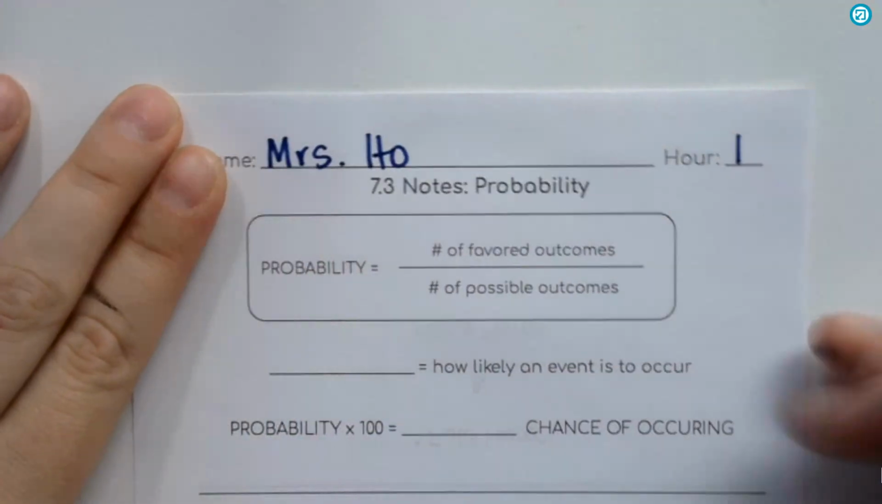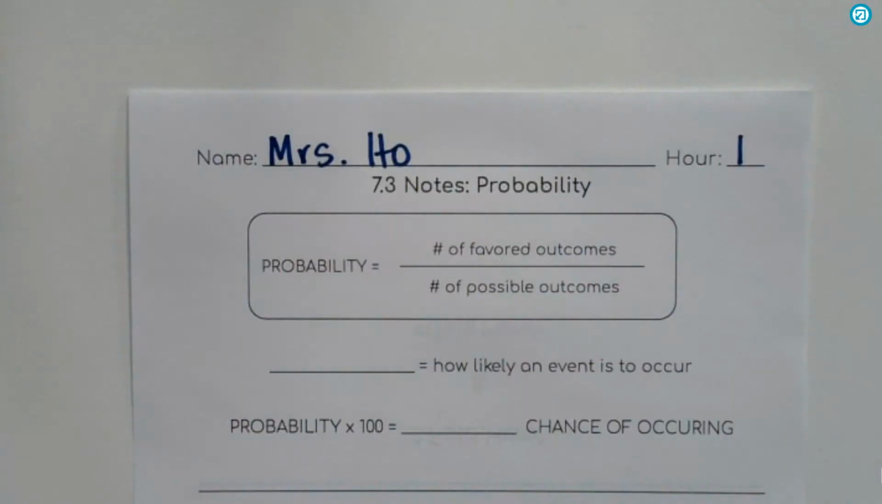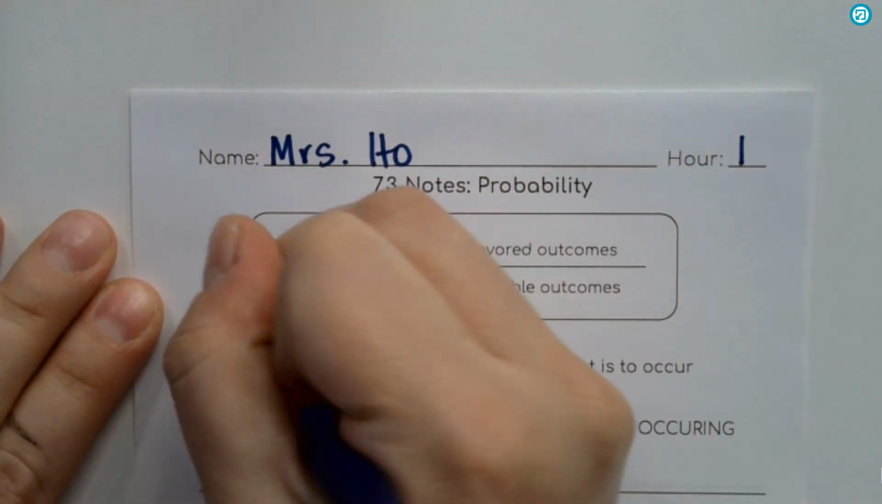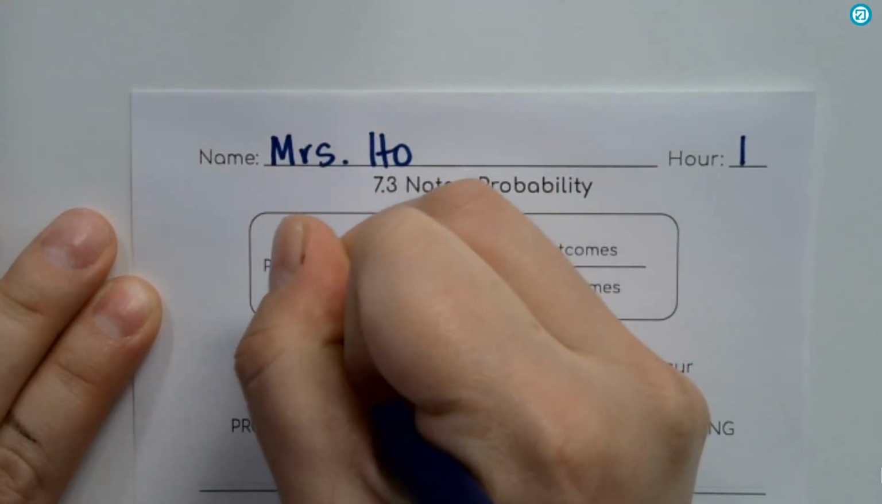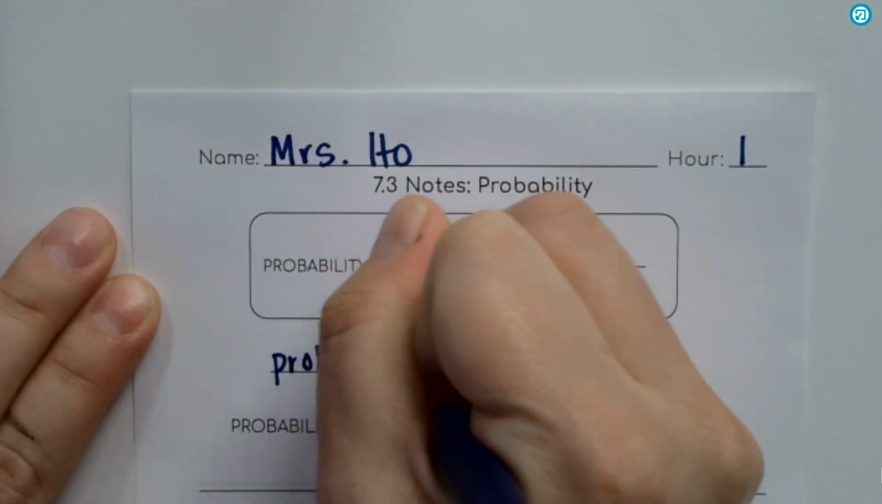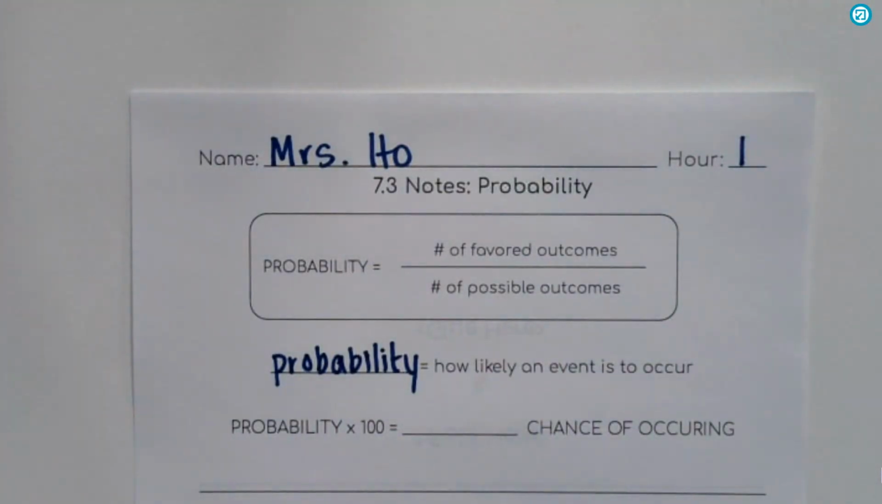And it is first hour. Hey, we are looking at probability today. Probability is how likely an event is to occur. I think we use the phrase probability in everyday language, like what's the probability it's going to rain today? What's the probability that Miss Ho is going to show back up on May 5th when she said she was?